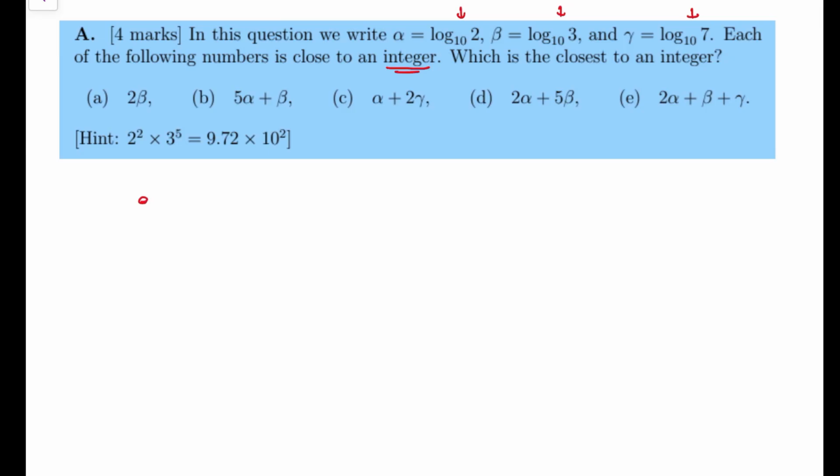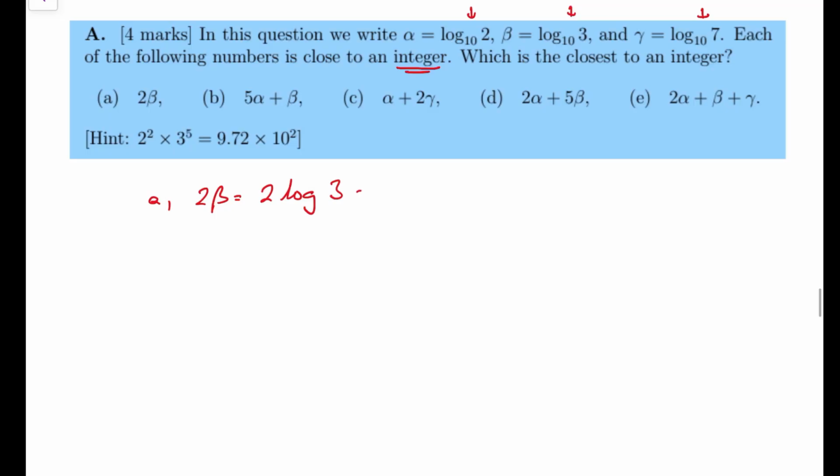Okay, so let's do this first one. This first one says 2 times beta, and that's the same as saying 2 times log base 10 3. Convention is, if you don't write the base, then it is already base 10. And to be honest, it's just quicker not to write it each time. Now, going back to your log rules, you should know that 2 times log 3 is the same as log 3 squared, which is the same as log 9.